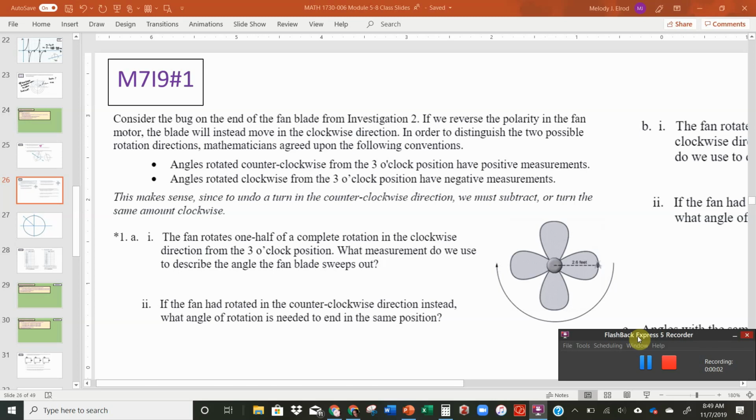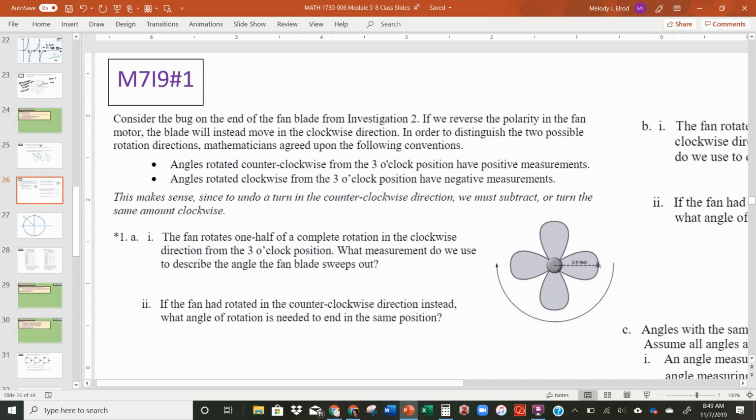Thus far, we have studied angles and angle movement in the clockwise direction. So we've looked at things like, for example, this first problem here, Module 7, Investigation 9, number 1. If we go back to good old Stinky on the fan blade and he's rotating around, then we can look at this angle in standard position.